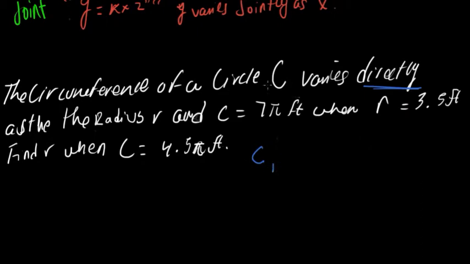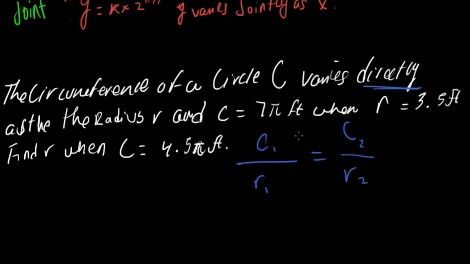circumference 1, which will be the circumference when it is 7 pi, and this is to 3.5. I'm sorry, I didn't mean to write the numbers in there yet. I'm just trying to give you guys the formula here. So C1 over R1 should be proportional to C2 over R2, because we're going to have the same constant of variation here.